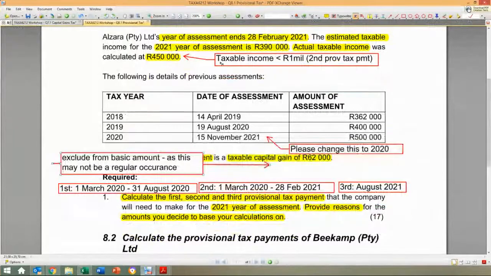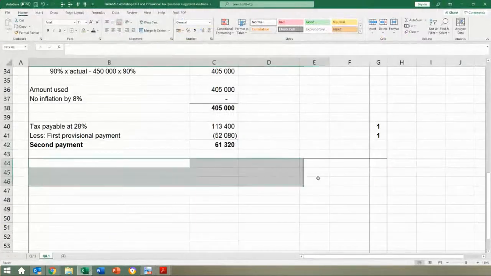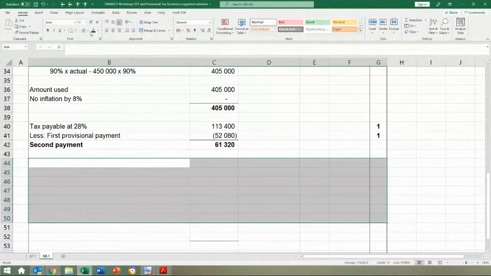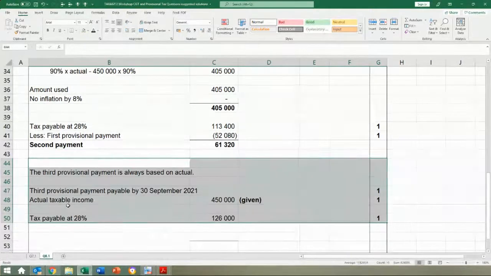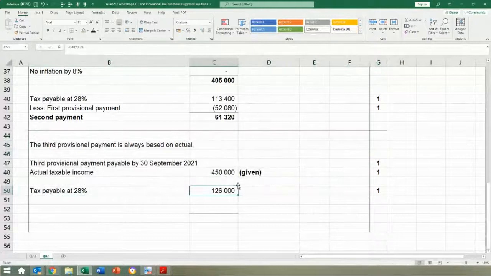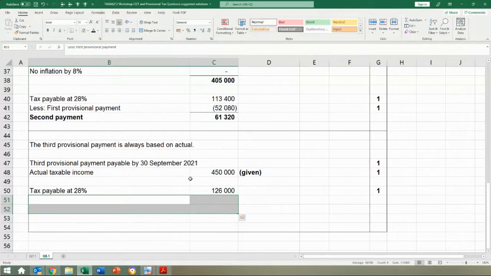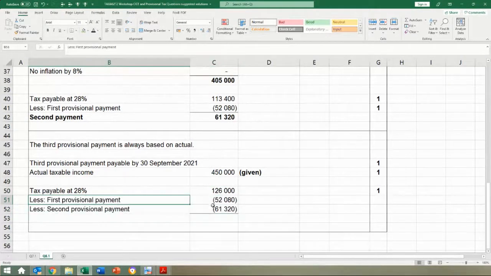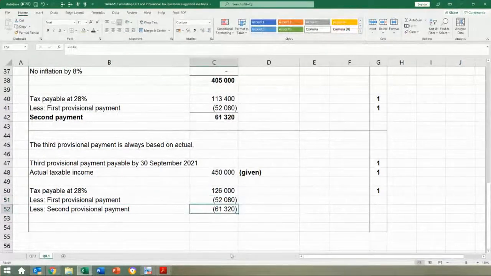Okay, so the actual amount we've submitted is the 450. I do not adjust it for 90%. I will use the 100% to do the calculation. And then I would remove the first and the second payment. So you work out the amount payable based on the actuals that was given, 20% or 28%. Then we deduct both the first and the second provisional tax payment. That is based on your calculation.